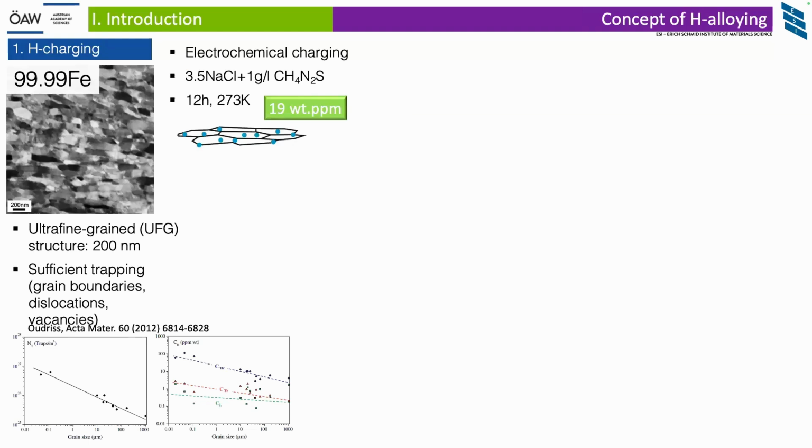It's a multi-step approach. In the first step, we electrochemically charge the sample. And because of the high trap density, we have a huge amount of boundaries, so we have 200 nanometer grain spacing, huge amount of boundaries, dislocations, vacancies. So of course, we also reach for these materials really high hydrogen concentrations of almost 20 ppm.